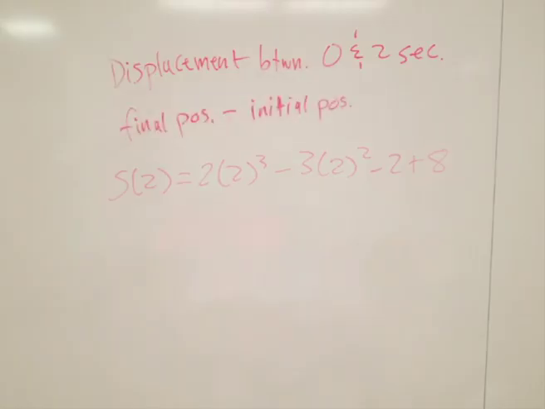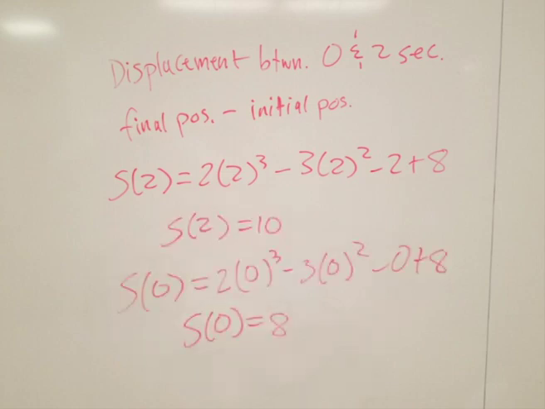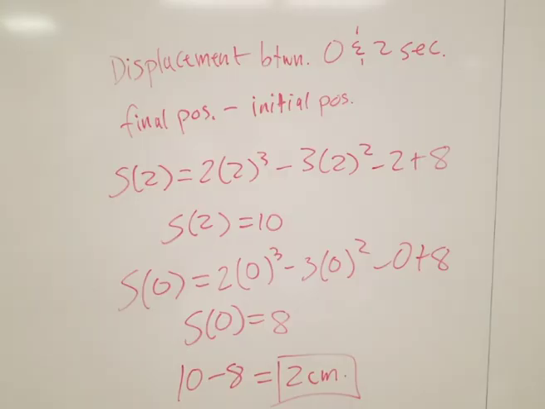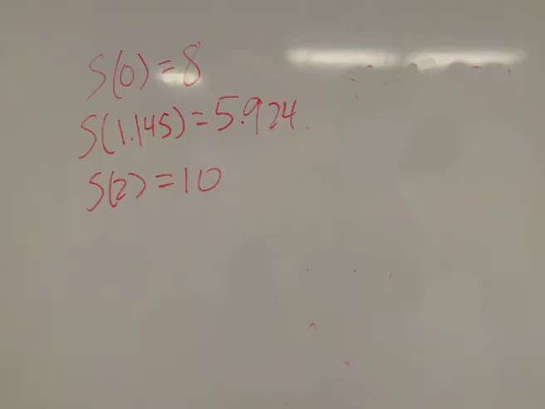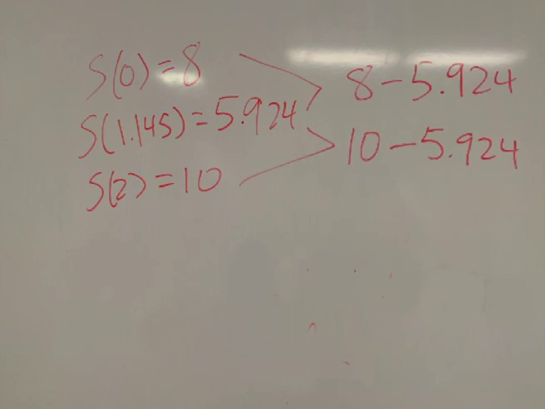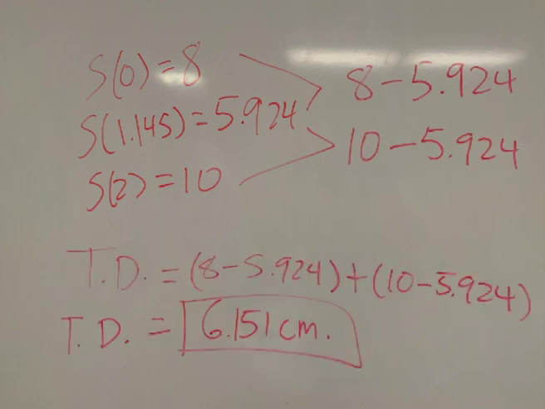Displacement is the distance from the initial position, so we subtracted the initial position from the final position and found it to be 2 centimeters. We used the critical numbers and velocity number line from the last question to add the distance traveled left and the distance traveled right.